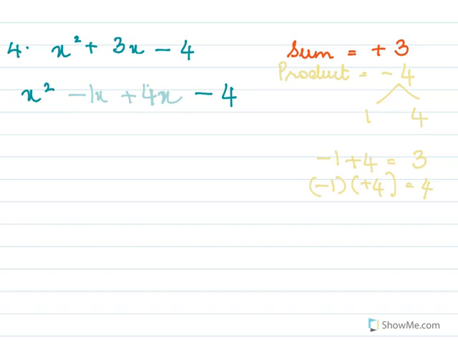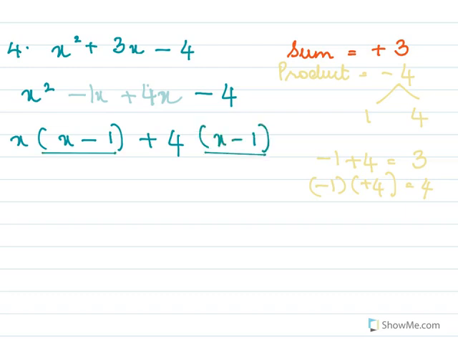So we take common out from these two, and that would be x common out, x minus 1. Here I take 4 common out from these two, and this would be x minus 1. Now x minus 1 common out. So we have x minus 1 here, x plus 4.